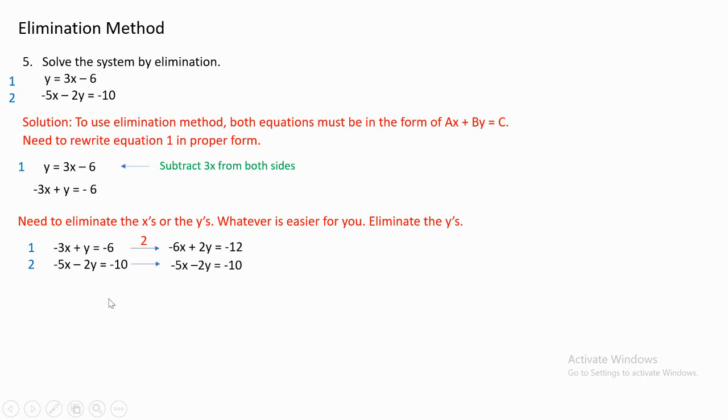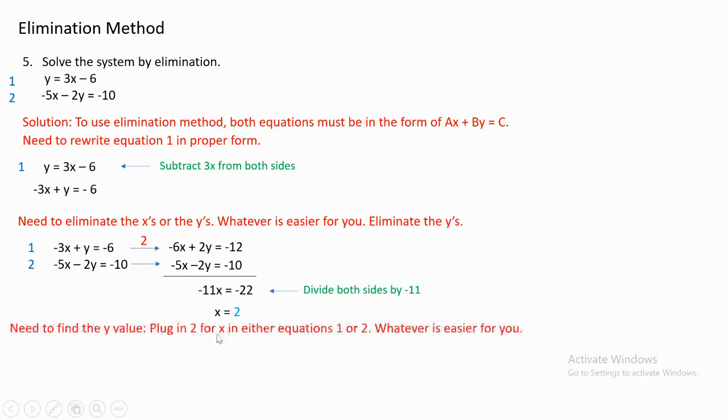And equation 2 stays how it is, right? So if we add them, negative 6 minus 5 will give me negative 11x, and the 2y minus 2y will give me a 0. So after we add them, we're going to get negative 11x equals negative 22. My next step is we divide both sides by negative 11. So we get x equals 2. So this is my value for x.